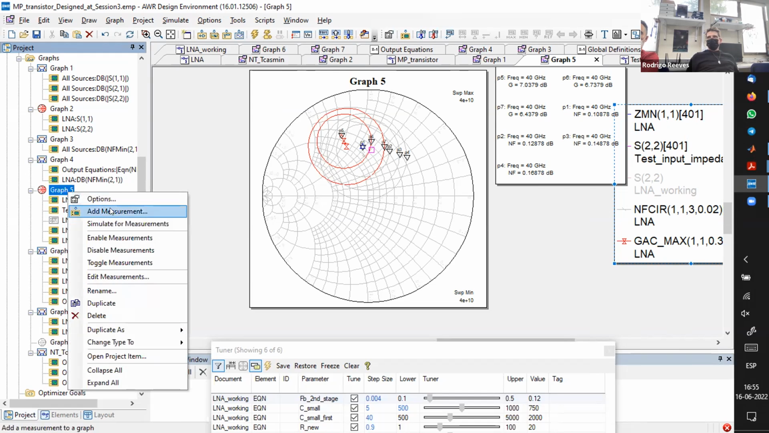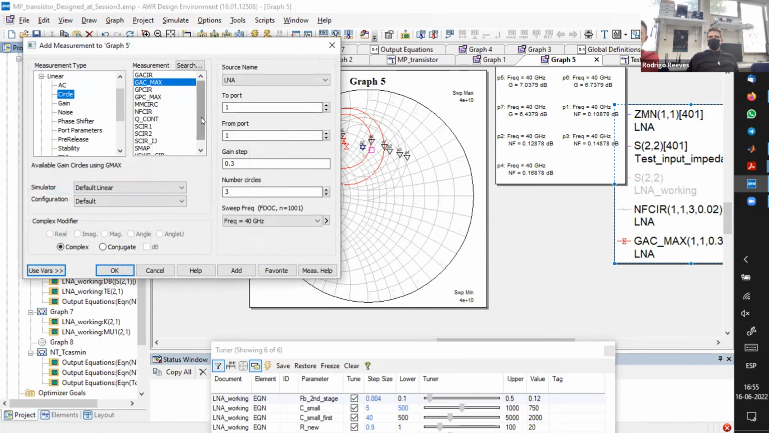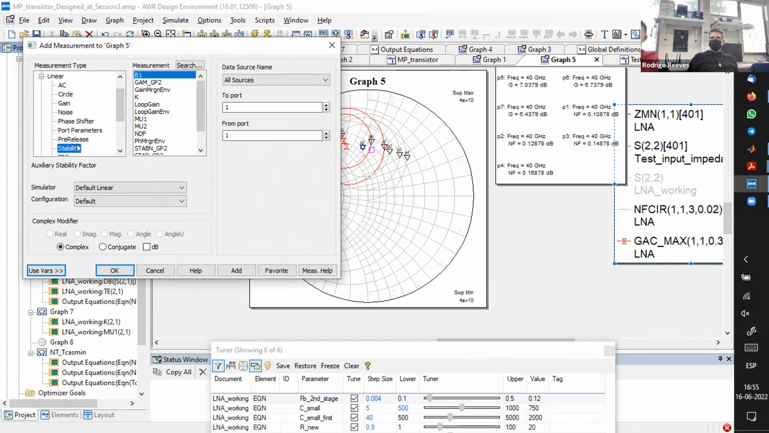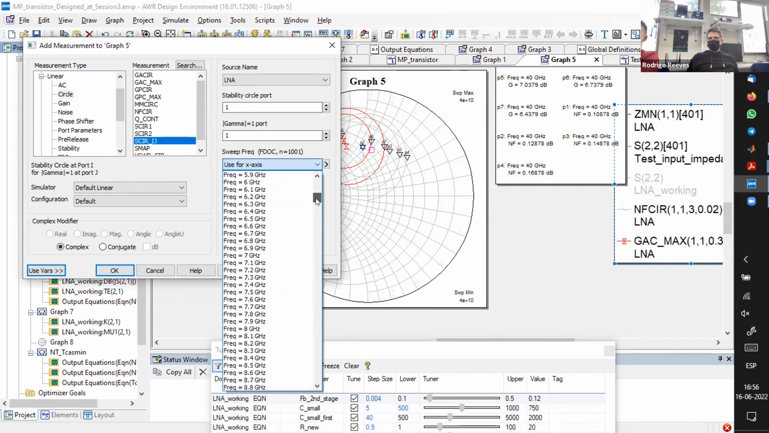Also, we could plot the stability circles, no? Do you know if they can be plotted here, Rodrigo? Yes, you can. Another tab, for stability. This one? Or is it in circles? So it's not in stability circle or primary one. Yep. Okay, we found it. And in this case, only for the LNA and at the frequency that we are looking at.